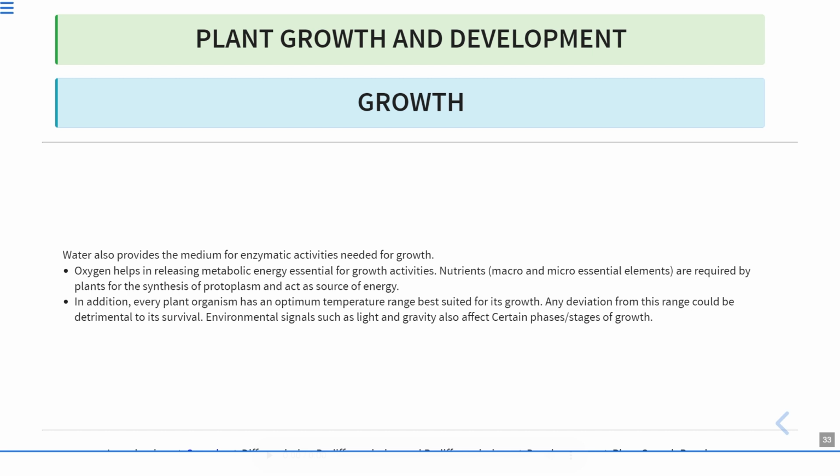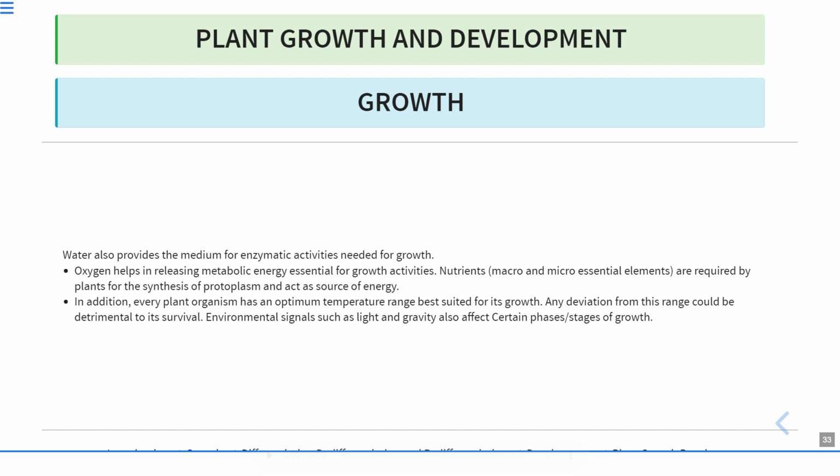So oxygen helps in releasing metabolic energy essential for the growth activities. Okay, so oxygen, you all know that for cellular respiration there is a requirement of oxygen. So oxygen helps in releasing the metabolic energy, that is in the form of ATP, that is released after the cellular respiration.